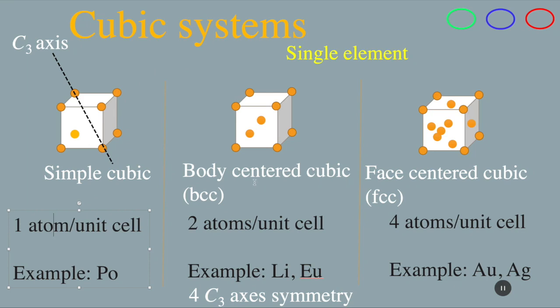Similarly, for body centered, you have 1 inside, so 1 plus 1 is 2 atoms per unit cell. And for face centered, we have 4 atoms per unit cell. And the examples are polonium, lithium, europium, and for FCC we have a lot of examples like gold, silver, nickel. Let's stick to the cubic system for some time now.